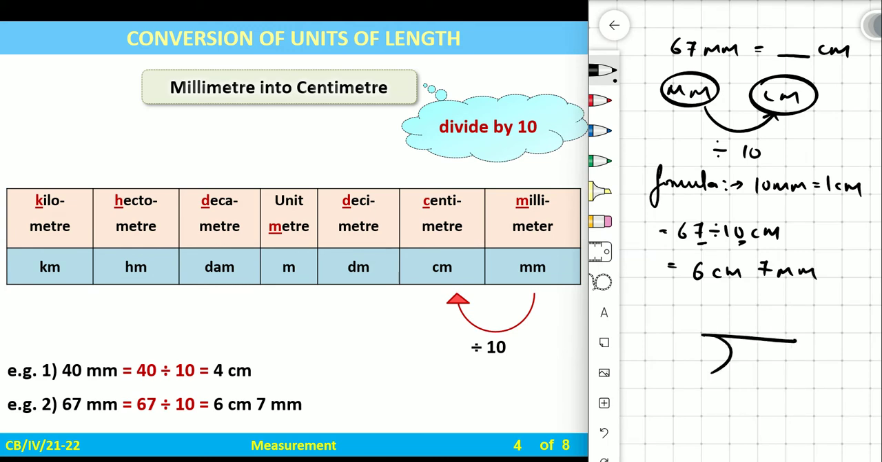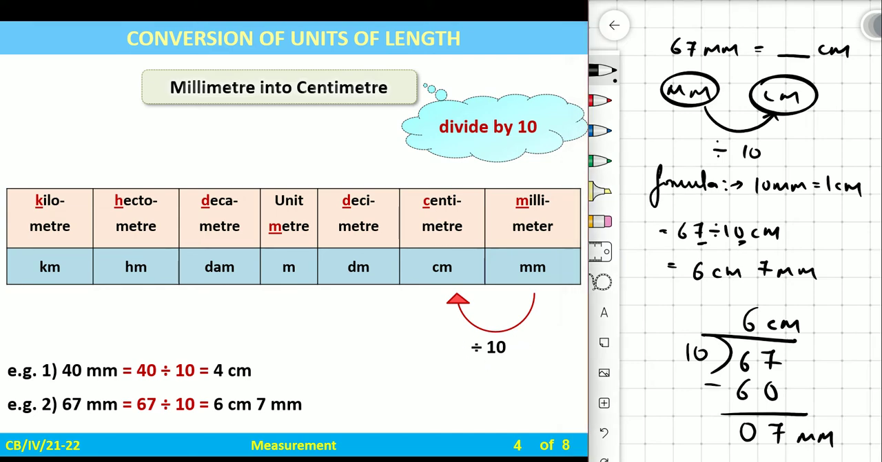If you want to use the long division, you can also use it. It is 10, 67. 10 sixes are 60. Subtracting, 7 minus 0 will give us 7. So 6 centimeter and 7 millimeter. This is our final answer.